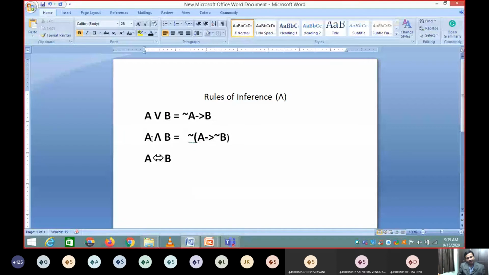So what is A implies B? In general, this is what it is, and it has to be written like this. A biconditional B is written this way using implications. This is what the rule is. The interest is how you can represent the biconditional in terms of implication. That is my target now. This is what the actual rule is.